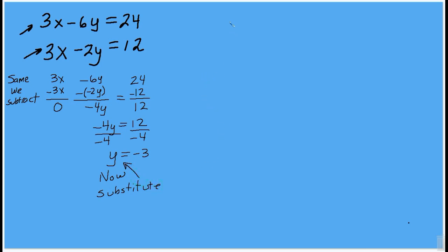So I chose this one: 3x minus 6y equals 24. So I'm going to take that negative 3 and substitute it in for y right here. Remember to use parentheses when you substitute. 3 times x minus 6 times negative 3.